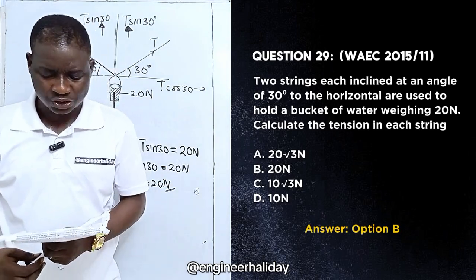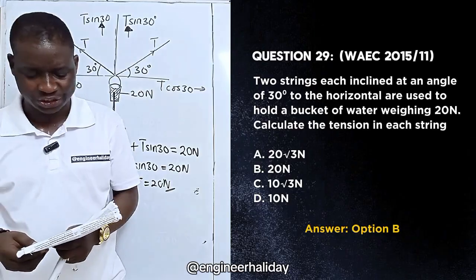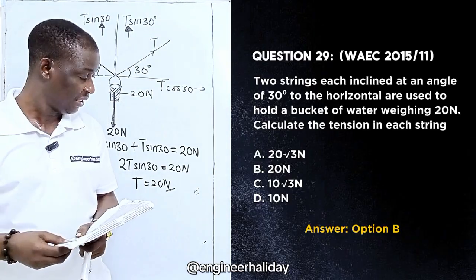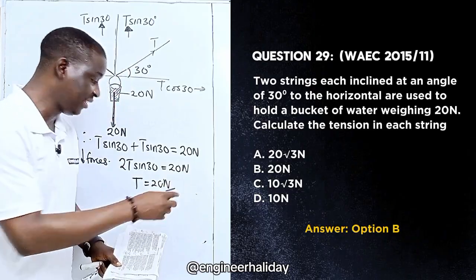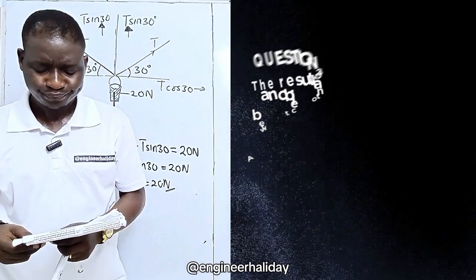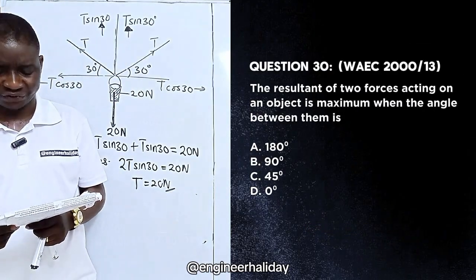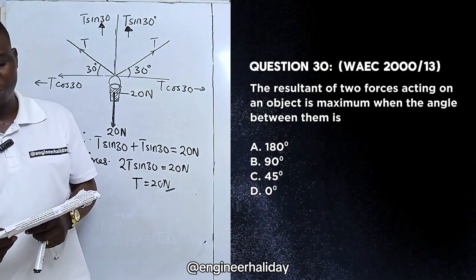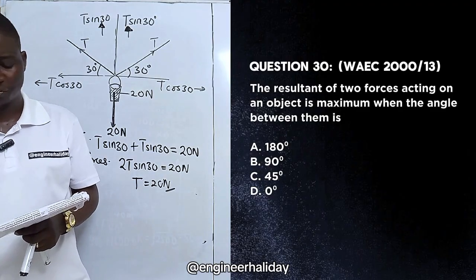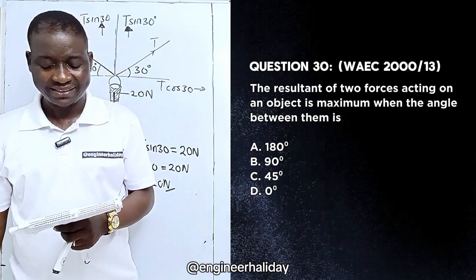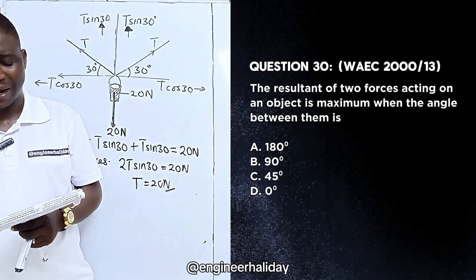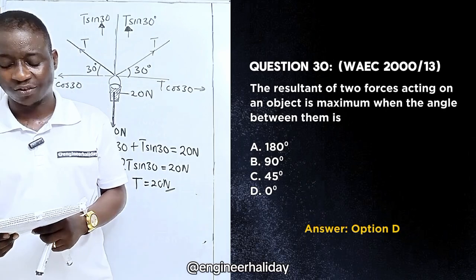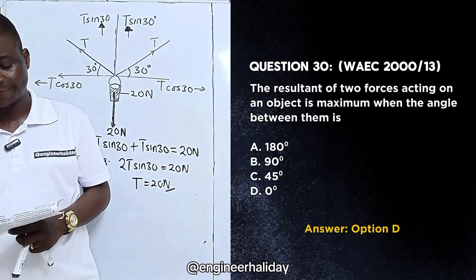So option A is what? 20 root 3. B says 20 Newton. C says 10 root 3 Newton. D says 10 Newton. So the answer is 20 Newton. Number 30. The resultant of two forces acting on an object is maximum when the angle between them is 0 degree. Option A says 180, B 90, C 45, D 0 degree. The answer is D. That is 2000 WAEC question number 13.